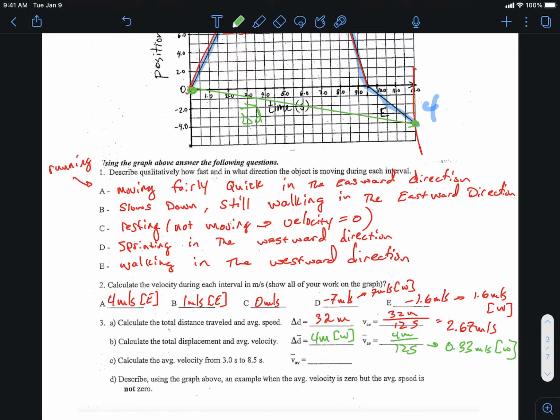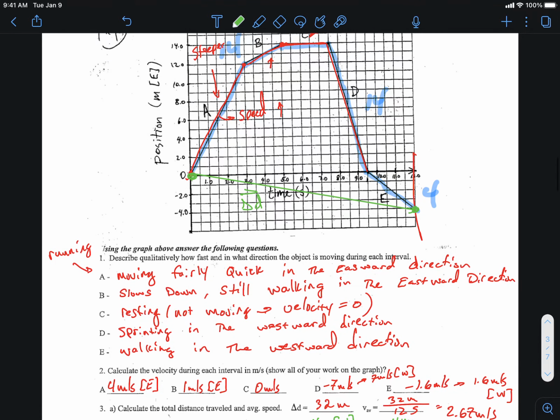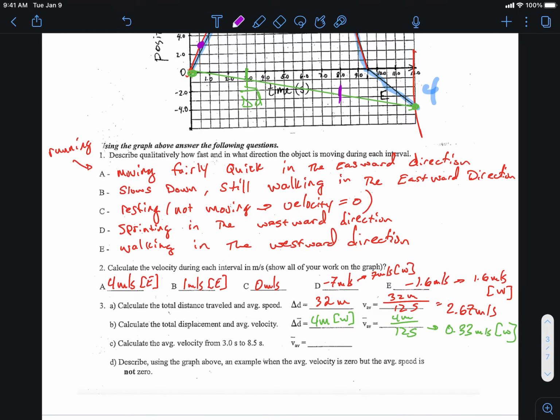Okay? If you were to calculate the average velocity from 3 to 8.5 seconds, remember we're talking about velocity, so we're talking about the green vector. We're not talking about the speed, right? If it asked for the speed from 3 to 8, that's much different. This is speed, but it's asking about the velocity from 3 to 8. Well, it's the same answer because the slope is the slope, right? It has to be this answer right here.